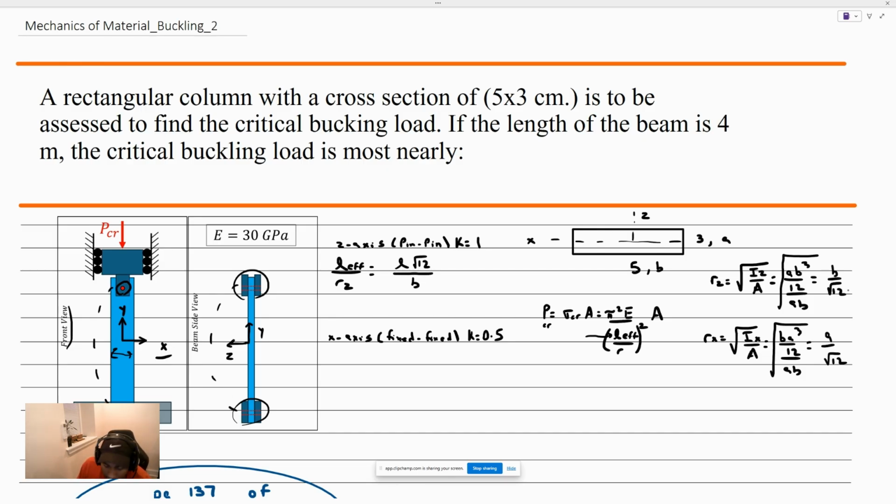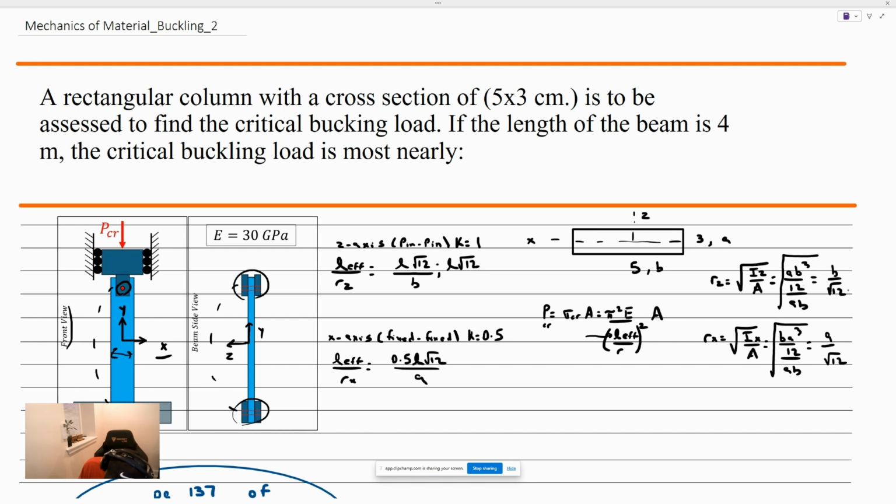How about for the fixed connection? We have L effective divided by the radius of gyration about the x-axis. The effective length is 0.5 times L for a fixed connection. 0.5 times L. And the reciprocal of Rx is going to be root 12 over A. We want to compare these two slenderness ratios. Let's plug in what A and B is.